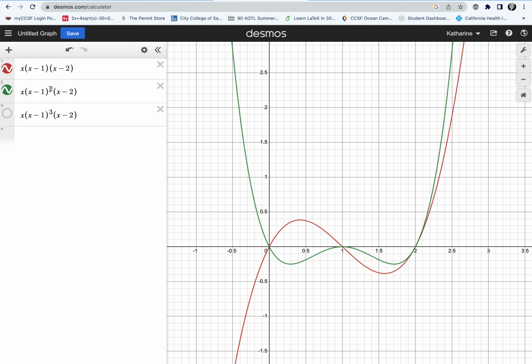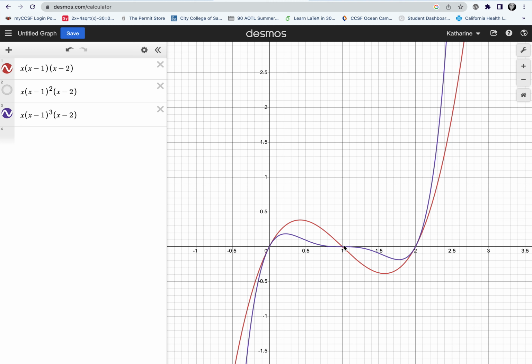And just to make it exciting, I thought I would look at cubed. Ooh. Now notice that I'm going to turn off the green because it does make it a little bit complicated. Now this is the purple one. Do you see all of the zeros? And the answer is yes. x equals 0 is a 0. x equals 1 is also a 0. And x equals 2 is also a 0. But look at what happens at 1.